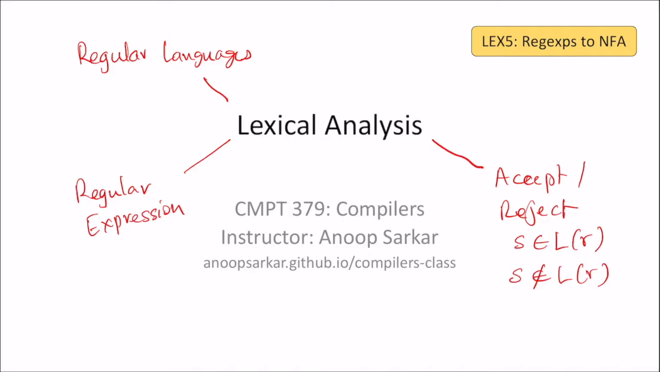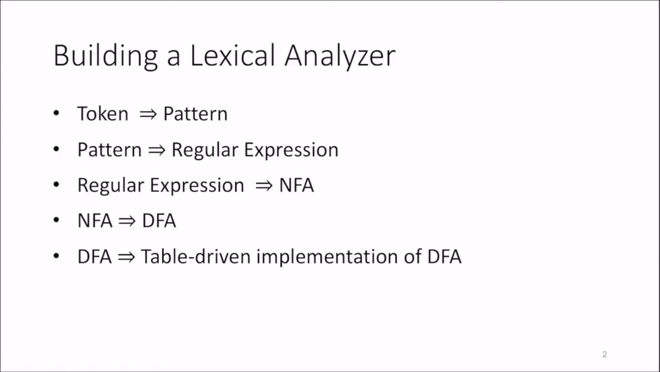And now the last step is the topic of this fifth video lecture, LEX5: how do we take a regular expression and convert it into a non-deterministic finite state automata. The reason we want to do that is to use this recognition algorithm to implement our lexical analyzer. So to build a lexical analyzer, we start with the notion of a token, and we define what that token should be using a pattern, right?